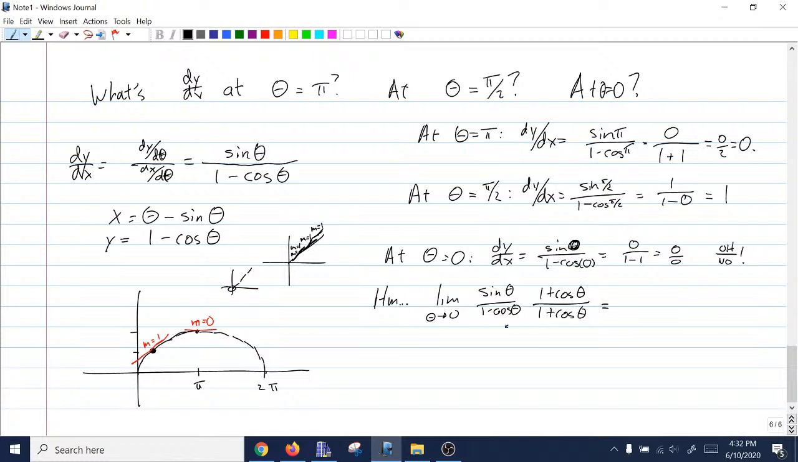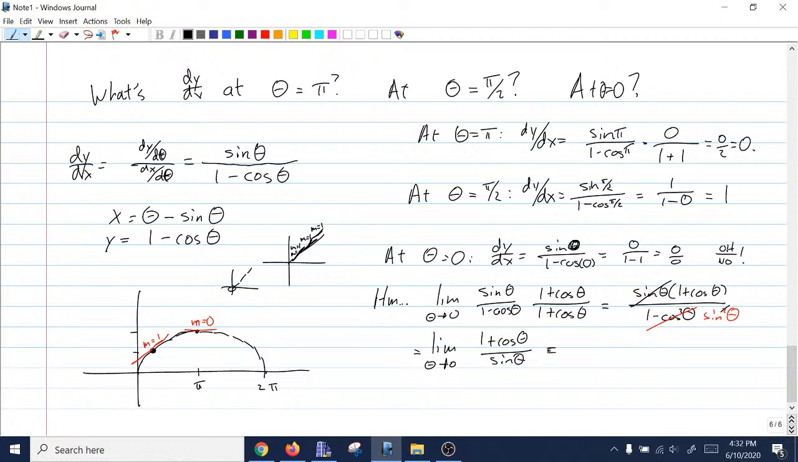You smush those together. On top I have sine theta times 1 plus cosine theta. And on bottom, I FOIL those out, it's a difference of squares. I get 1 minus cosine squared theta. Which, hey, what do you know? That's my old friend sine squared theta. One of these sines cancels with one of those sines. I get the limit as theta goes to 0 of 1 plus cosine theta over sine theta.